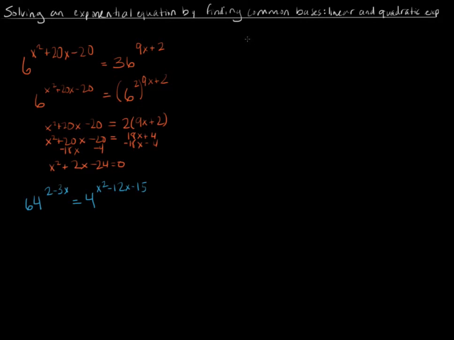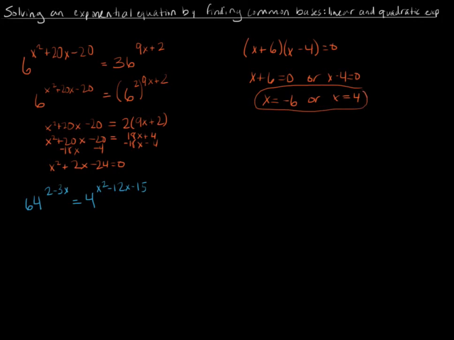So we can factor that into x plus 6 and x minus 4. That equals 0. And then x plus 6 equals 0, or x minus 4 equals 0. So x equals negative 6, or x equals 4. And that is it.